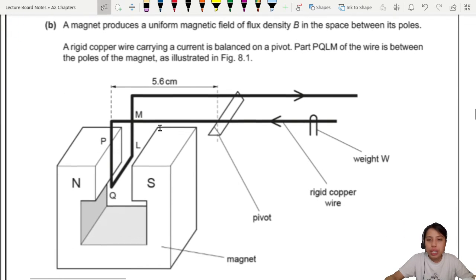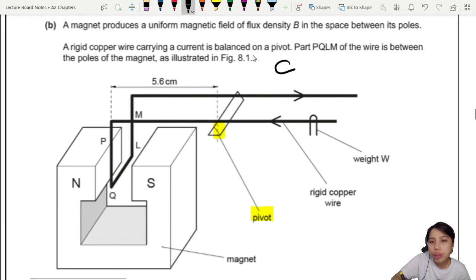Now, next, we come to this. Oh my. This magnet looks familiar, but what is that wire sticking out of it? That's new. It's just a way of shaping it. So a slight tweak to the experiment looks like this. So you have a rigid copper wire carrying a current. It's balanced on a pivot. This is a pivot point.